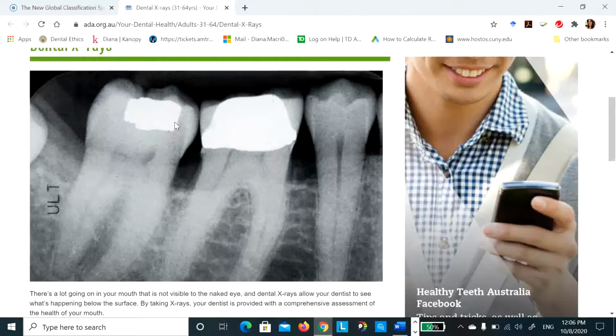So let's go back to this x-ray right here, and I'm going to tell you that this person is 50 years old. And we decided that on this patient, this is about 30% bone loss. So you're going to take 30 and you're going to divide it by 50, and I'm doing that right now on my calculator. And 30 divided by 50 is 0.6.